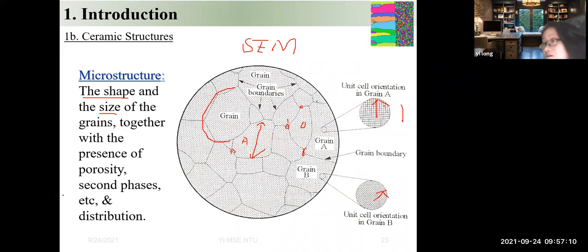Okay, and what are the distributions? How is this second phase distributed? How is the porosity distributed? What are the percentages? So all these things, why is it important? Because the shape and size, the porosities, the second phase and the distributions, all these things determine the properties of your materials. So that's why it's so important.